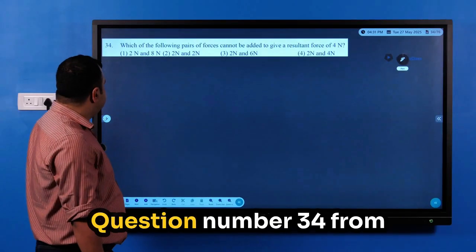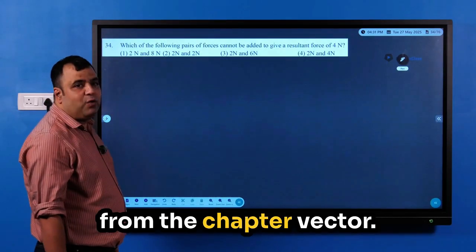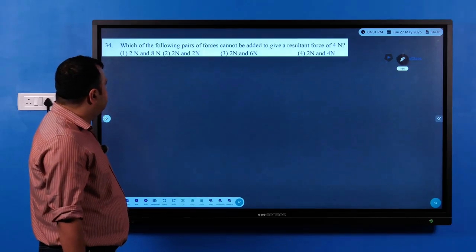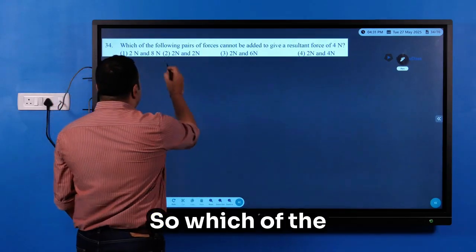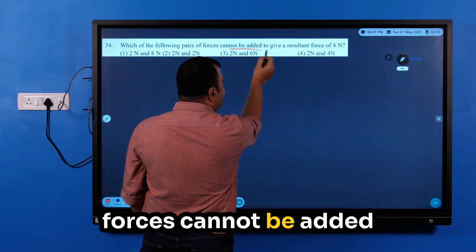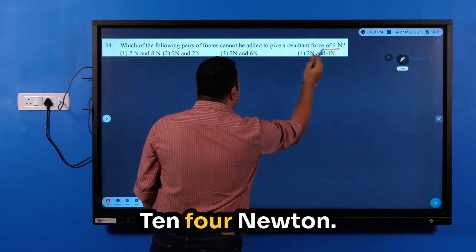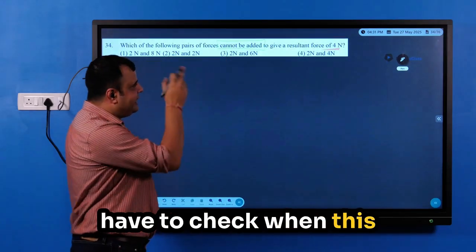Now we will solve question number 34 from the phase 0 book, from the chapter vector. This is the bridge course. So let's see the question. Which of the following pairs of forces cannot be added to give the resultant 4 Newton? This is a negative question, meaning we have to check when this cannot be the answer.